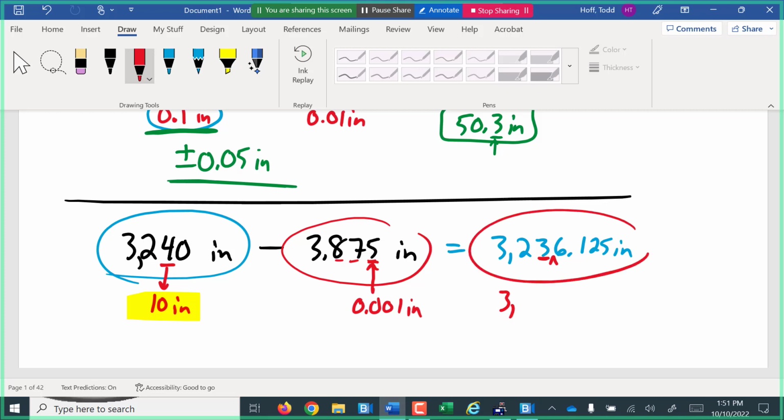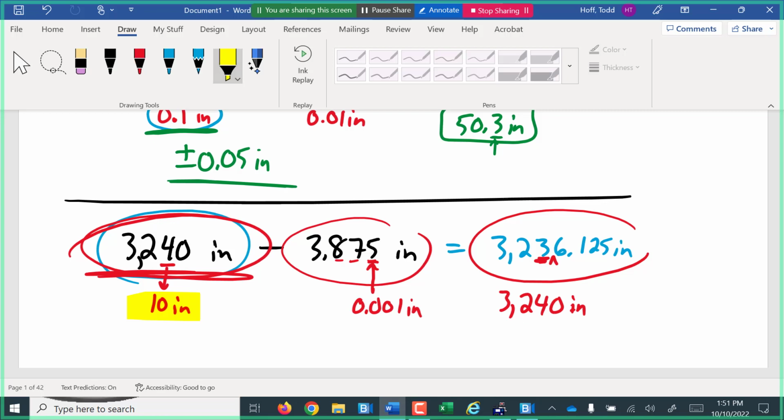This one here, to the nearest 10. There's the tens digit. $3,240. You got it. Well, if I look at that, that's exactly what I started with, 3,240. We subtracted 3.875 inches, and it didn't change our number at all.